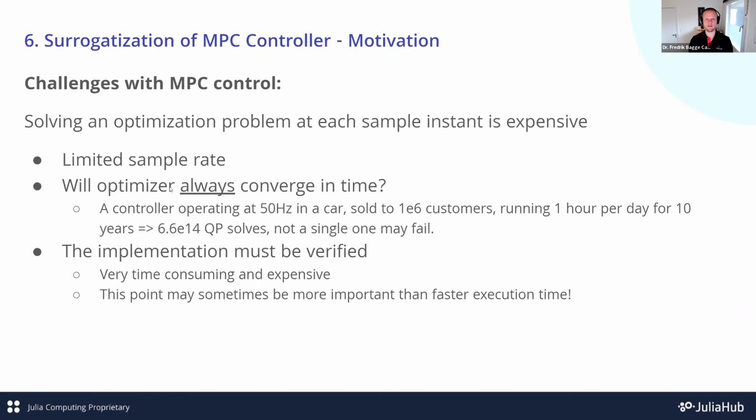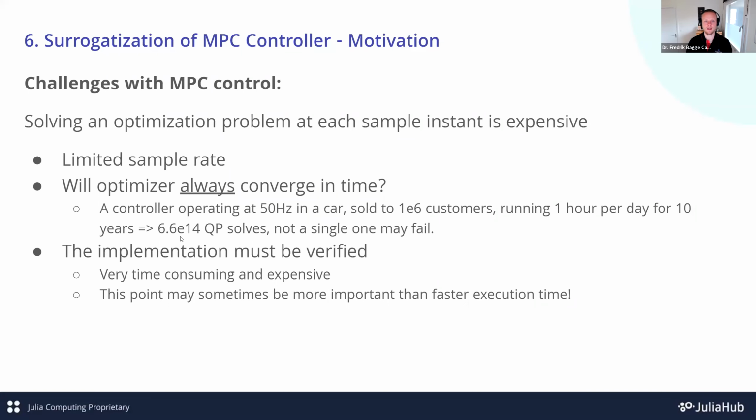So we might ask ourselves, will this optimizer always converge in time? So the optimizer is an iterative algorithm that iterates until convergence. And if we look at the simple example here of a controller that is operating at 50 Hertz in a car, and we sell that car to about 1 million customers, and they each run about an hour per day for 10 years.